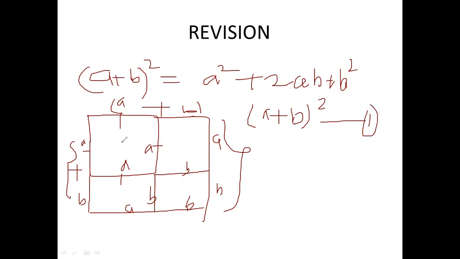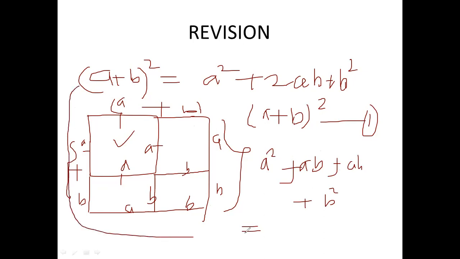And next area we have to find out. This one is A square. Its area is A square. This one, its area is A into B, AB. And its area is also AB. And the last one, area is B square. If you add these, what will come? This both area will be the same, then the answer will come: A square plus AB plus AB plus B square. A plus B whole square means A square plus 2AB plus B square.